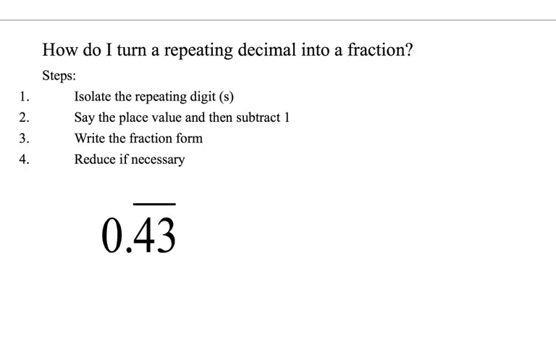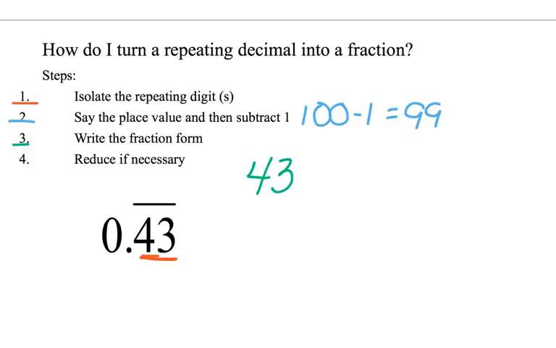This is 43/100ths repeating. So isolate the repeating digits. That's 43. Okay? Say the place value and then subtract 1. 43 hundredths. So I'm going to take 100 and subtract 1, which gives me 99. So now I've got my fraction. I'm going to turn it into the fraction. So it's 43 over 99.